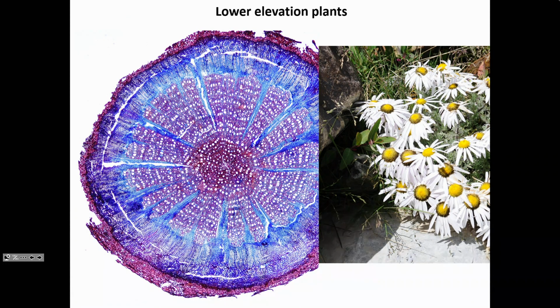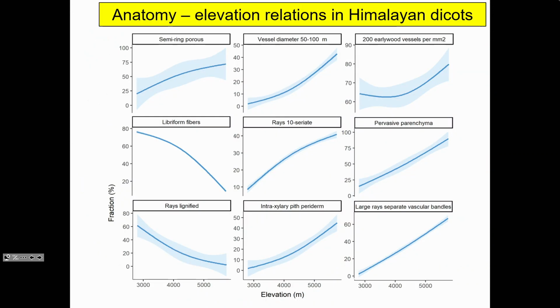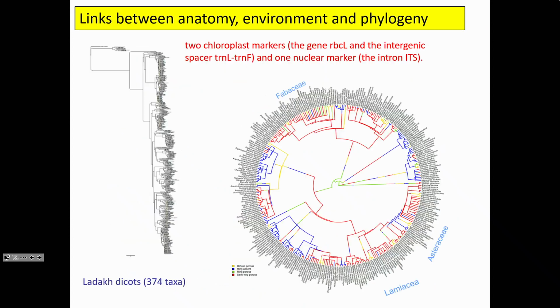Another example of the semi-ring porous wood structure. So to speed up, anatomy is a way to understand the behavior of the plants, adaptive strategies. We can then play with the data, as we did here. We can depict some trends. For instance, with increasing elevation, we have an increasing proportion of species that have semi-ring porous structure, that have little lignification or lignified tissue, and they have a really big pith to store the carbohydrates.